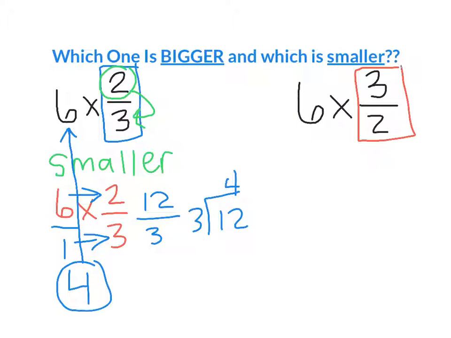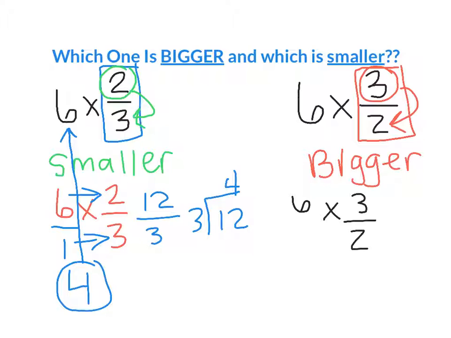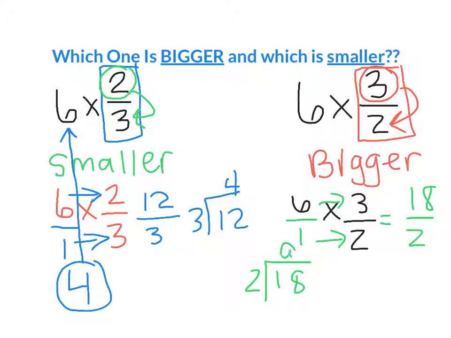If the top number of the fraction is bigger than the bottom number, meaning it's an improper fraction, then when you solve, your answer is going to be bigger than the whole number you started with. Let me prove to you this is true. Once again, I can make this 6 a fraction by putting a 1 on the bottom. 6 times 3 is 18, and 1 times 2 is 2. I know I don't leave my answers improper, so I divide 18 divided by 2, which I know is 9. So my answer is 9, which is bigger than the whole number that I started out with.